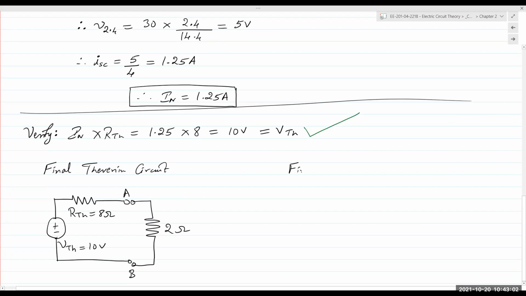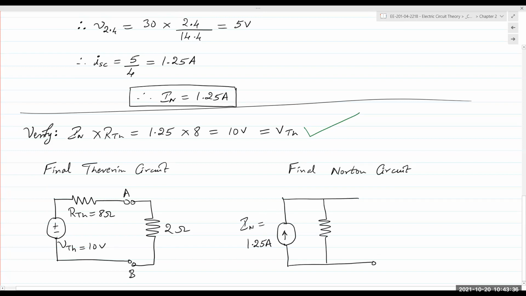And the final Norton circuit would be a current source in parallel with the resistor. The current source, of course, has a value of IN. IN was equal to 1.25 amps. And the resistor is still RTH, or 8 ohms.